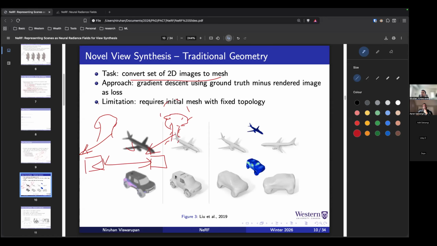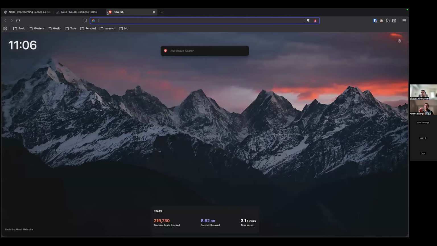Okay, so this is an interesting limitation. It has topological implications. The limitation is that we require an initial mesh with fixed topology. So anyone who wants to comment on this limitation, why is this a hard problem? Yeah, I don't understand what's meant by fixed topology, but requiring an initial mesh is a very big limitation, that you need to have that ground truth reconstruction.